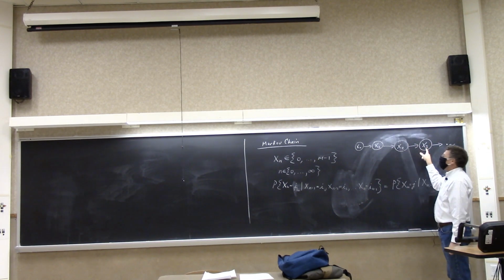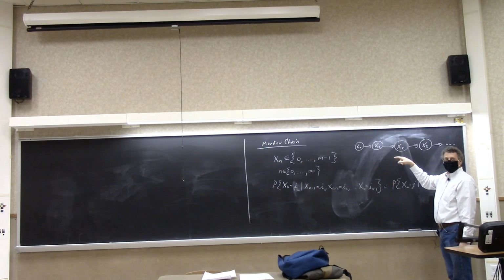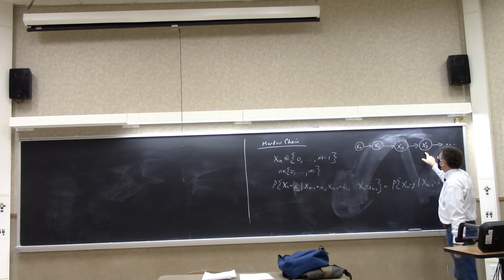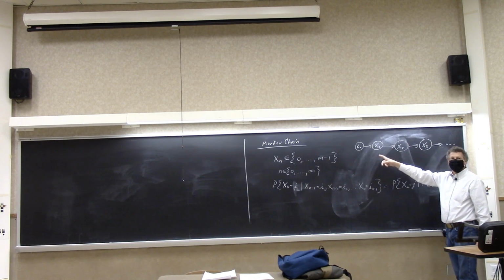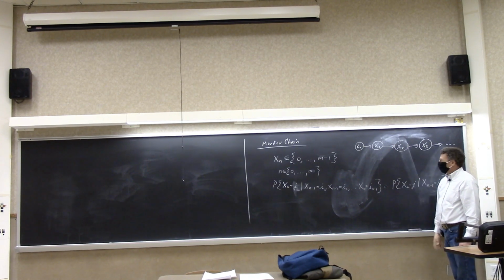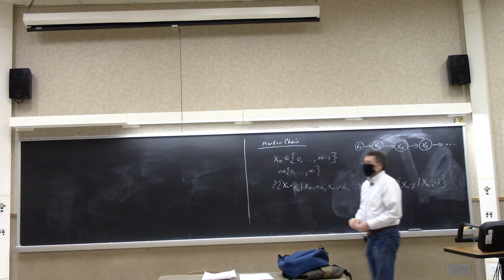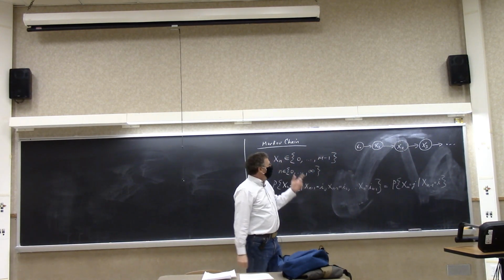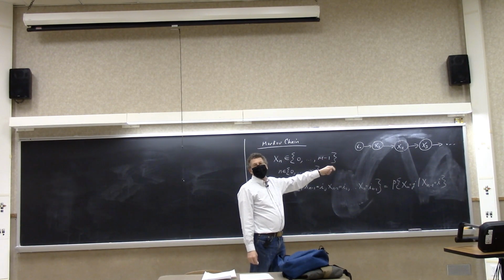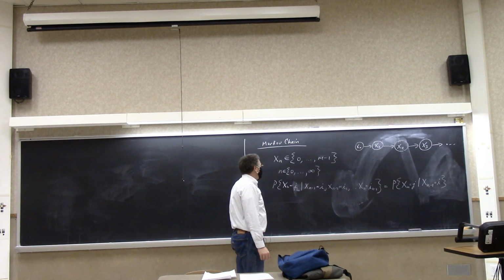So everything x3 knows about the past, it knows through x2. The way we say that is that x3 is conditionally independent of the past given x2, right? If I take this sample out, it breaks the chain. Okay, so if that's true, then it's a Markov chain. That's the defining property of the Markov chain: each new sample is conditionally independent of the past given the previous state. Okay?